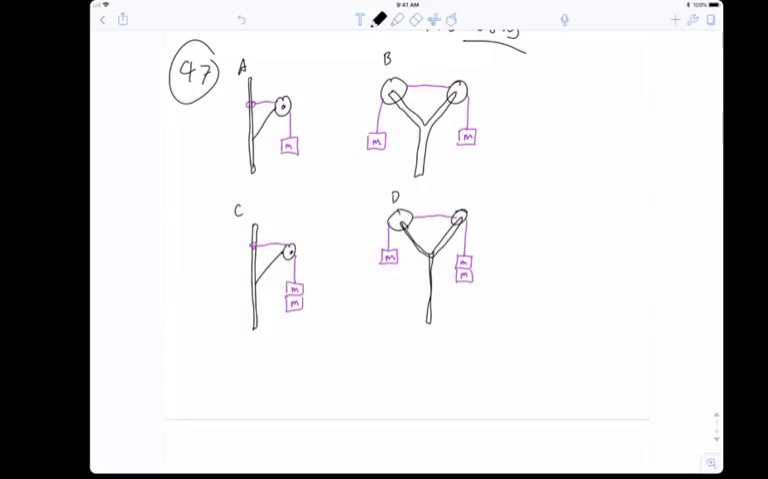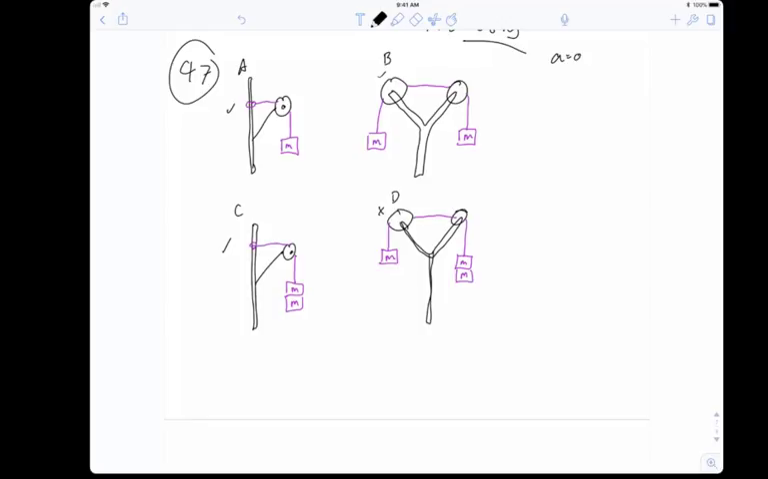Okay, so one question we might ask is: is it possible that the system is in equilibrium? Is it possible that the acceleration is 0? Yes, yes, yes, no. Okay, so let's consider that one last.